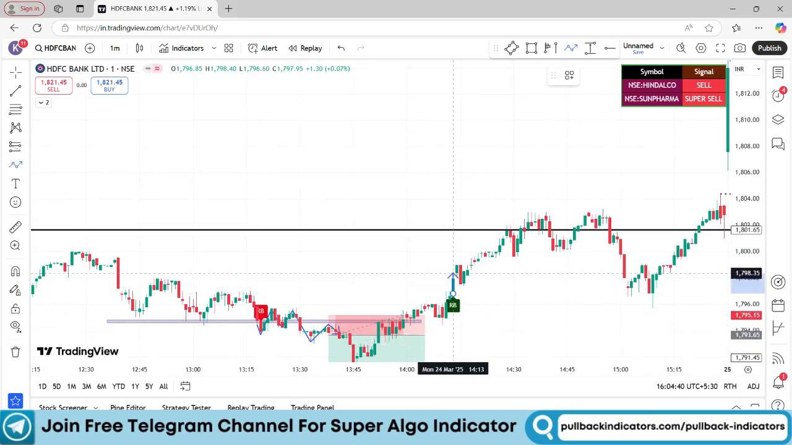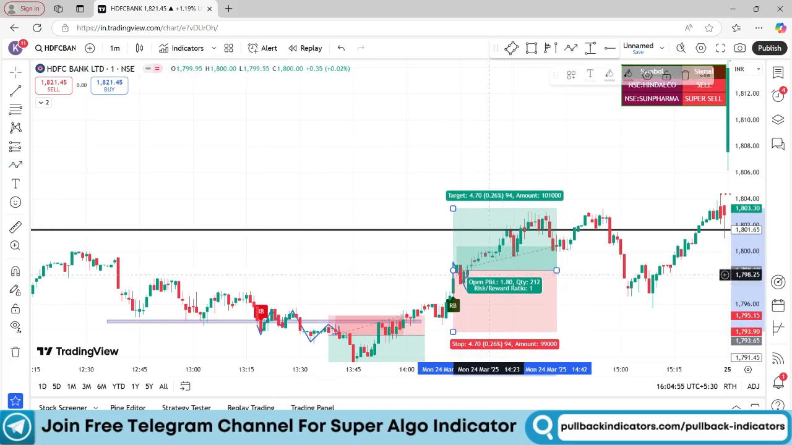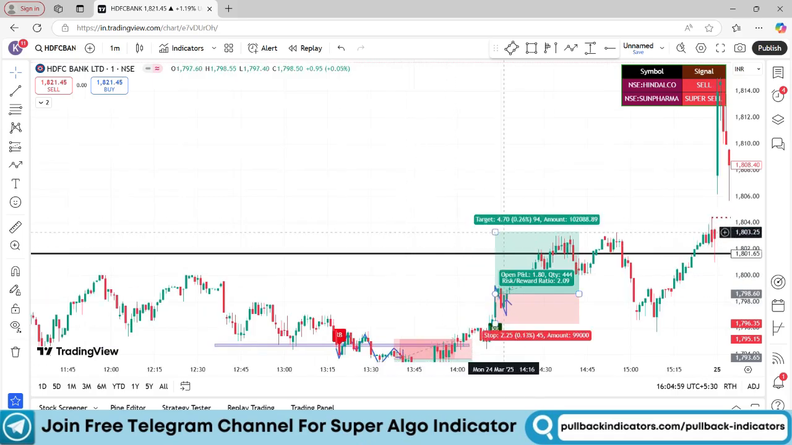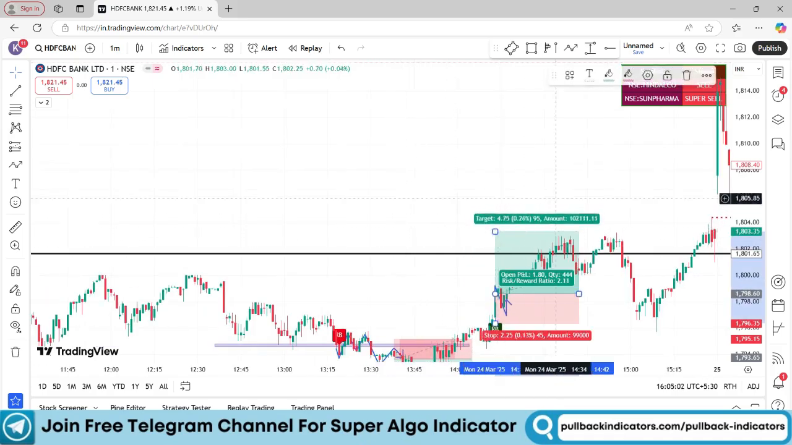There was a breakout, price came back, it retested and showed a continuation move, and from here to here you would have taken your entry on this specific zone. You can keep a stop loss here on this candle, and then easily you would have achieved 1:2, right?